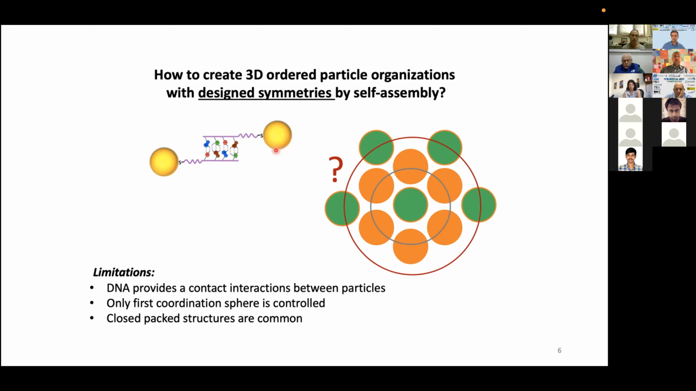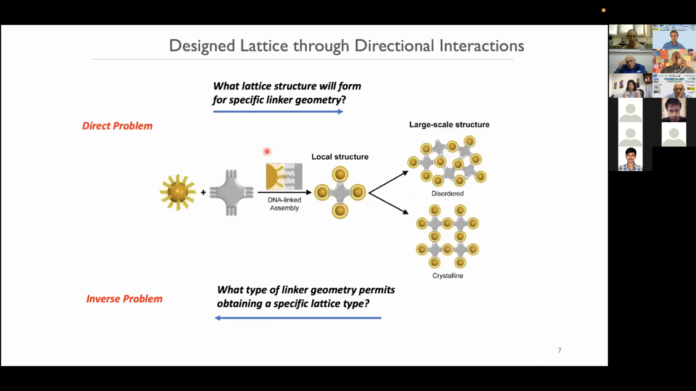And so at some point we saw that it makes sense to consider a different type of approach, where we use not only isotropic interactions, but anisotropic interactions between the particles. So this idea is shown schematically here.